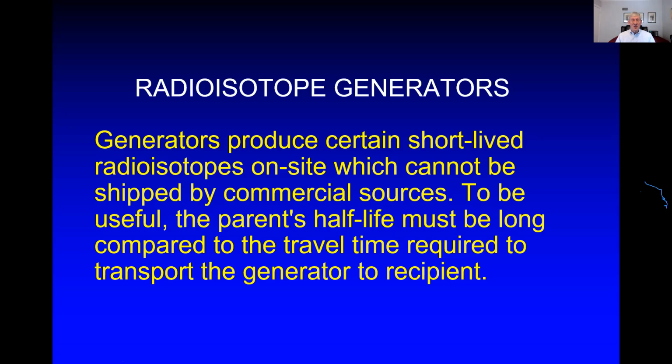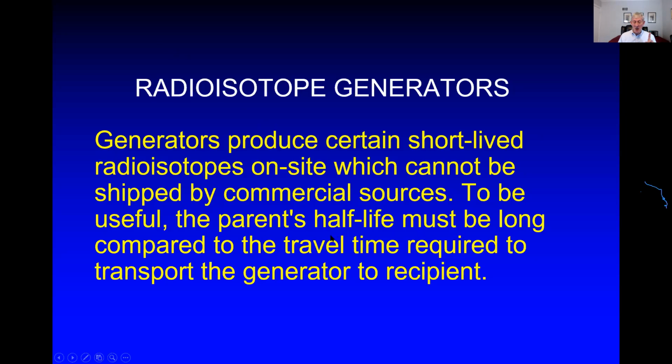There is not enough technetium on the planet in any one moment to supply one country, much less the entire world. And that's why we have to use short-lived generators to produce short-lived isotopes, because the shipping time is so long compared to the half-life of the isotope that it's just not possible to ship things all over the world. So generators are simply used to produce short-lived isotope where it's not feasible to do the shipping.